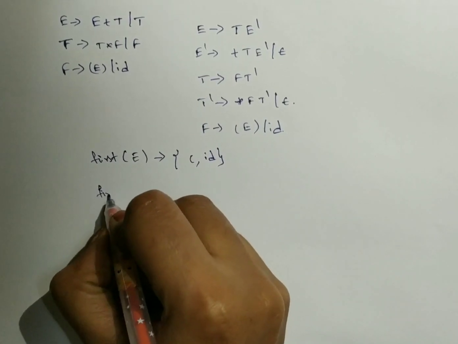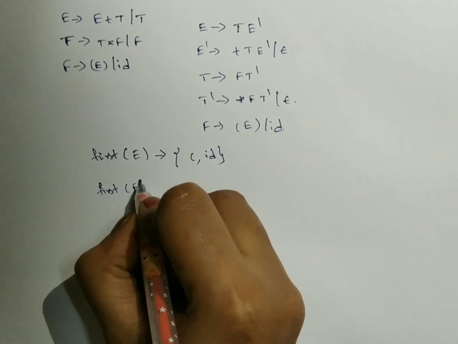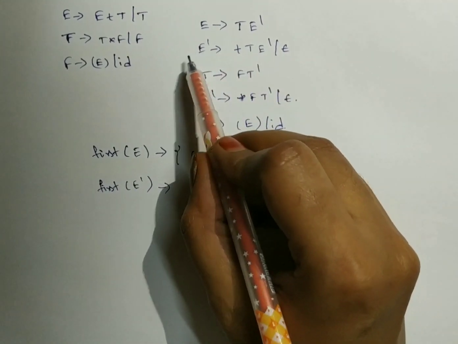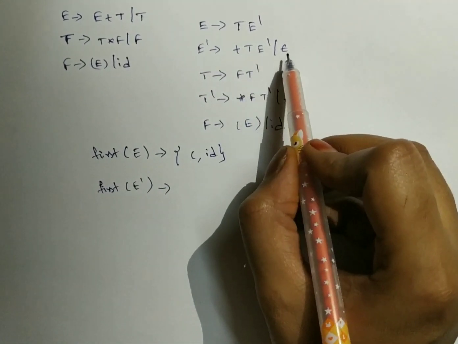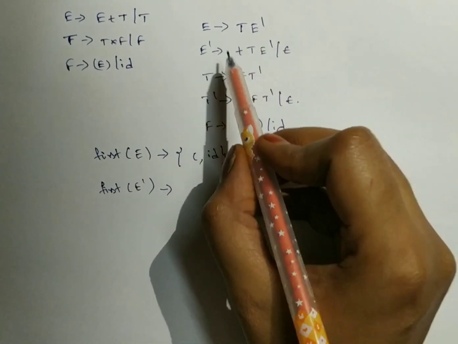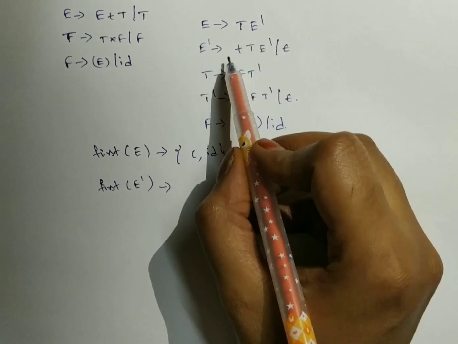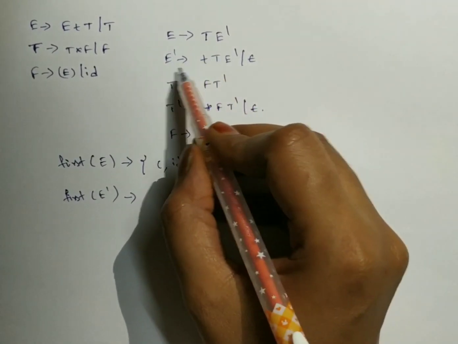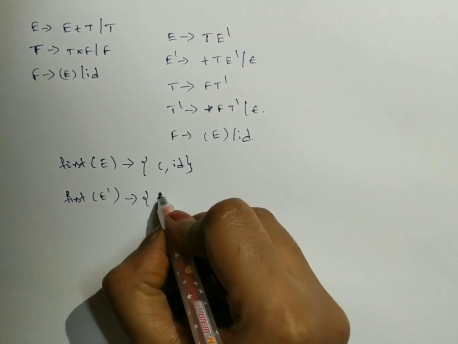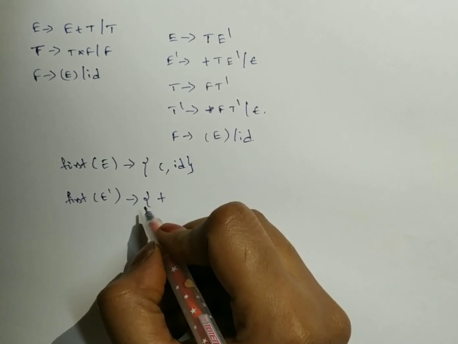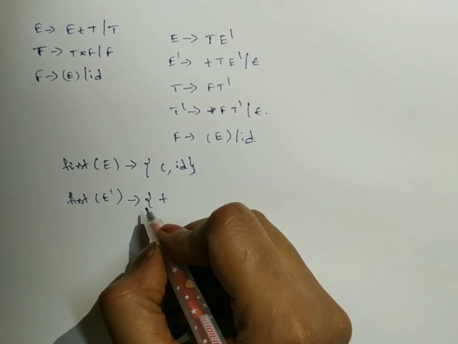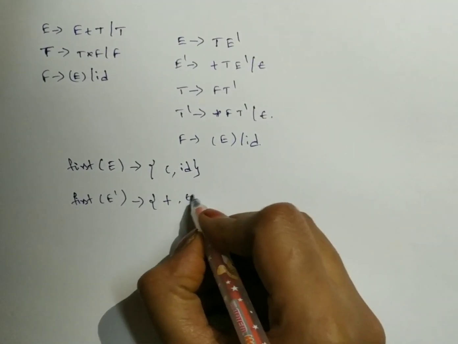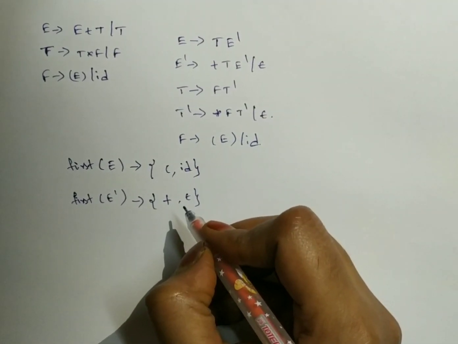Now let us consider the first of E dash. E dash derives plus T E dash or epsilon. See, here in the derivation of E dash we have a symbol, plus, so we can directly consider plus. As it is a terminal value, we are directly considering the plus. And epsilon is also a terminal, so I am also considering the epsilon in the first of E dash.